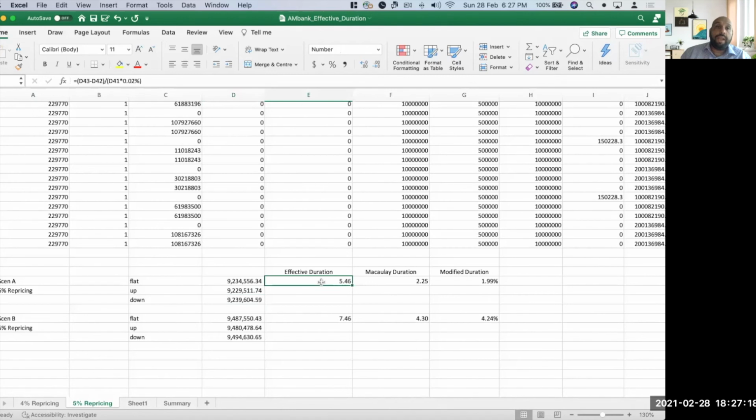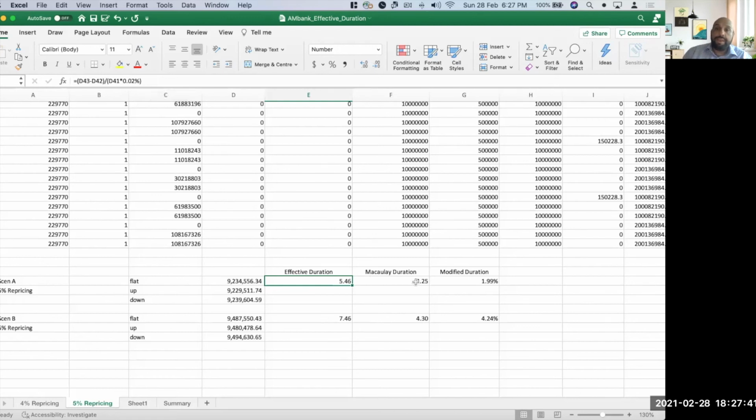And then the calculation follows that it looks at the difference between the two, up and down, and then divides it by the flat value, which is the market value without any changes. And it's weighted against the 0.02%, right? Which is basically the basis point up and down added together.